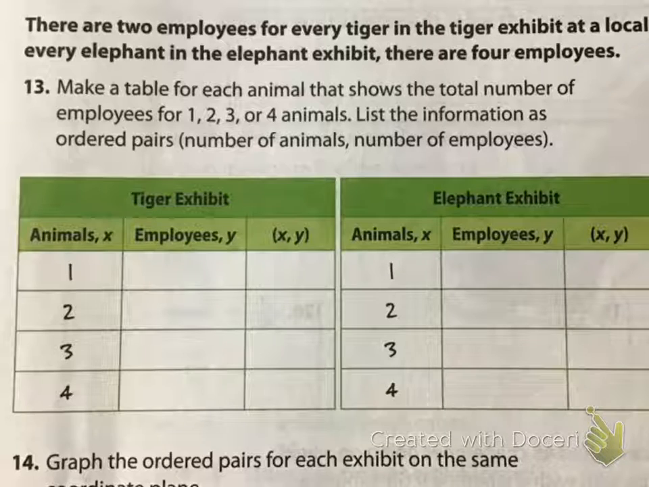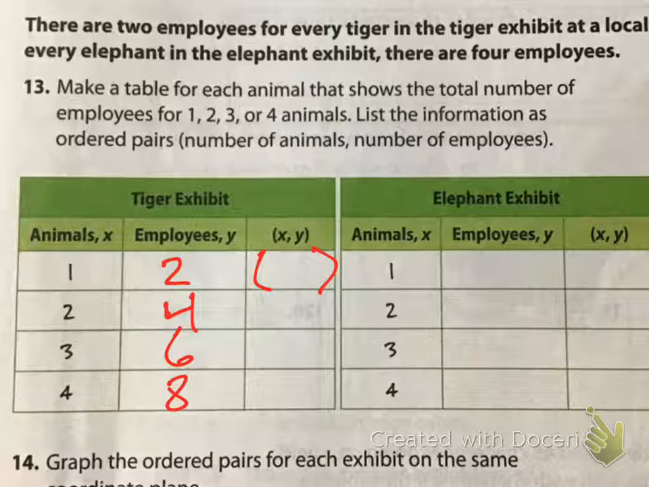So here, there are 2 employees for every tiger in the tiger exhibit at a local zoo, right? So if I have 1 tiger, how many employees do I have? Rafi? 2. Oops. If I have 2 tigers, how many employees do I have? Anita? 4. If I have 3 tigers, how many do I have? Jaden? 6. And if I have 4 tigers, how many do I have? Fernando? 8. Super easy.